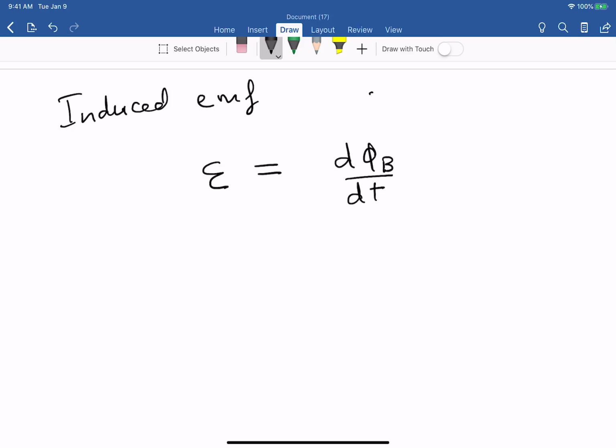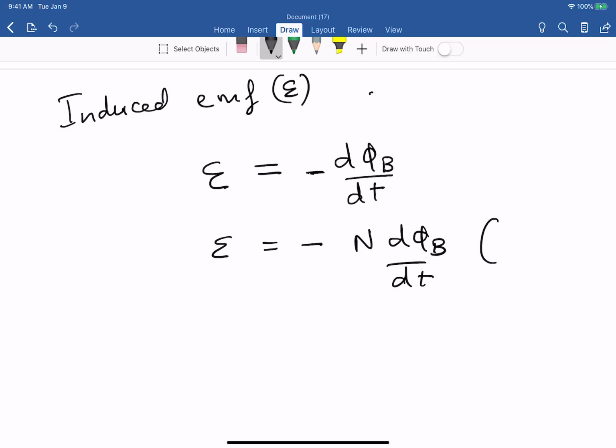There is a negative sign which is put here, and I'm going to explain what that is in a moment. So this is for a coil with a single turn. If you've got N turns or N loops in your coil, then the EMF is equal to minus N d phi B dt. It's like N copies of that EMF is produced, one for each turn, right? So this is the induced EMF for N loops.